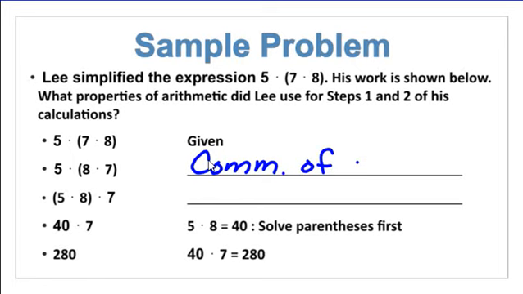And then to go from that step to the next step, parentheses around 5 times 8, they move the parentheses. So that's the associative property of multiplication. And then they solved the parentheses first. So they did 5 times 8 to give you 40. And then they multiplied that by 7 to get the answer of 280.